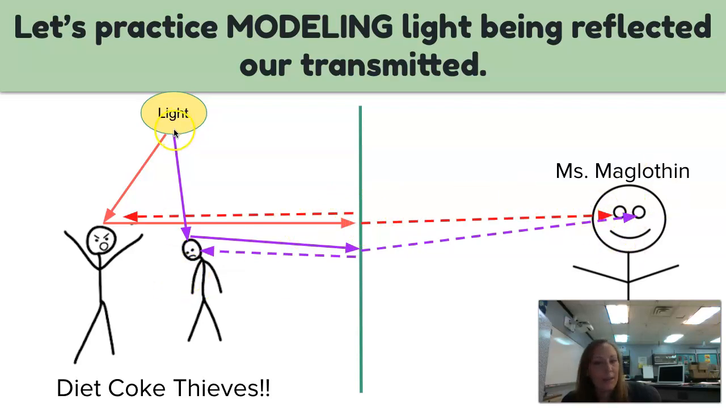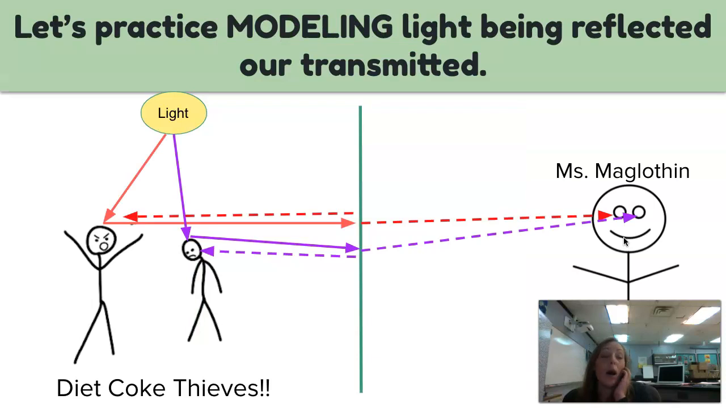The purple line, same thing. We're coming down, hitting the person directly. That light bounces off, hits the one-way mirror. And from there, two things are happening. Some light is reflected back, which allows this person to see themselves. And some light is transmitted through, which allows Miss McLaughlin to see them.